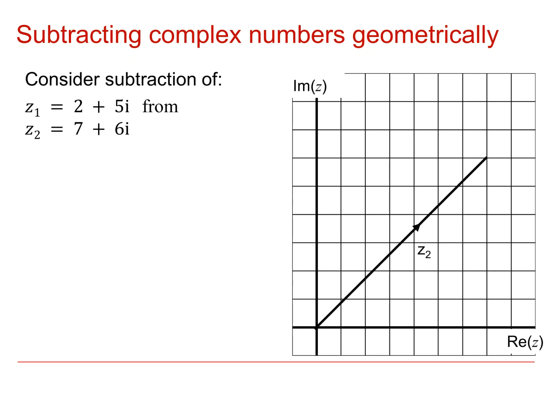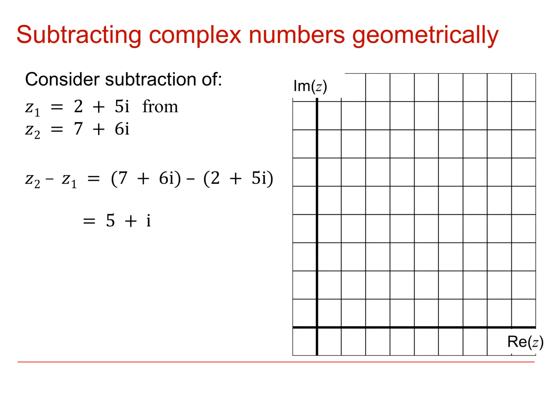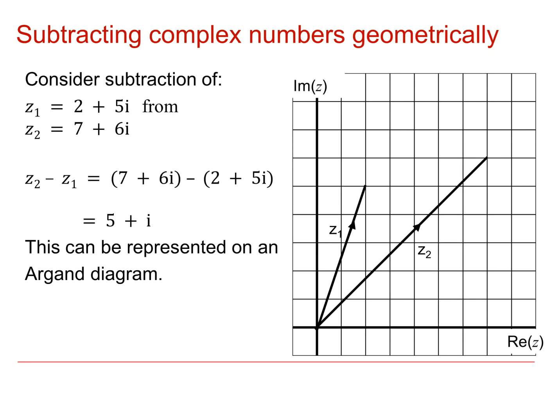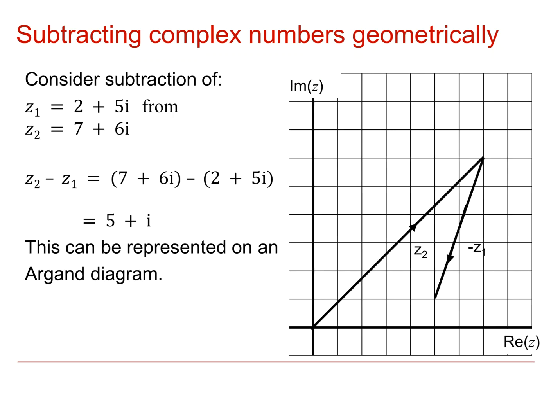OK, here are the points z1 and z2 on the Argand diagram. And my calculation shows that z2 minus z1 is 5 plus i. On the Argand diagram, if I replace z1 with the vector minus z1, then I can see that z2 minus z1 plus z1 is equal to z2, and I've got a vector addition again.